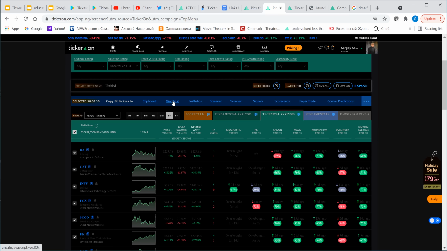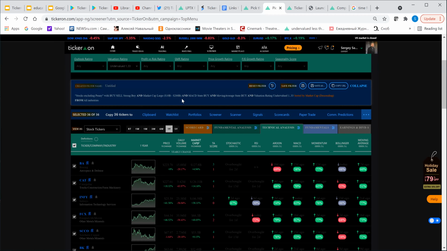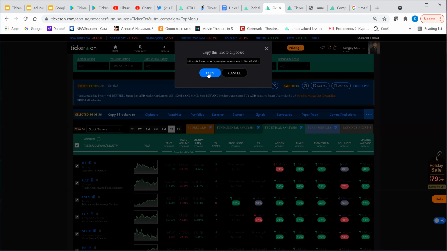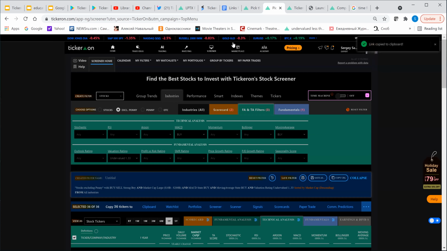But the most interesting feature is this here. You see, we created that filter, okay? Which is, you remember, we said, okay, stock, excluding penny stocks with the buy, sell, strong buy. You see, this is no programming language required. We recorded this type of filter, right? So with the moving averages and everything, right? What I'm going to do, I'm going to be copying this URL, copy URL, and then I'm going to again drop it in the chat, okay?